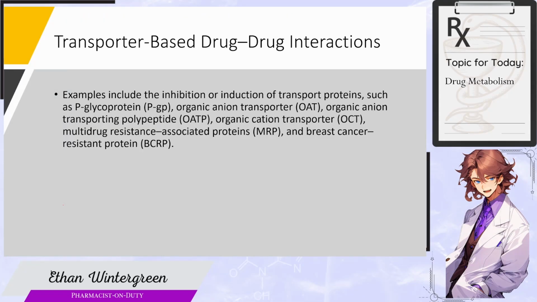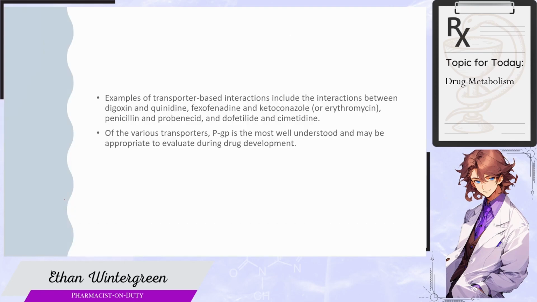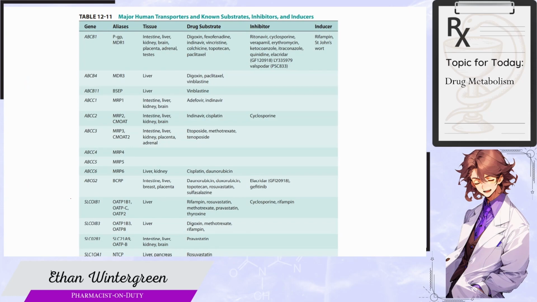And finally, we have our transporter-based drug-drug interactions. Examples include the inhibition or induction of transport proteins, such as P-glycoprotein, organic anion transporter, organic anion transporting polypeptides, organic cation transporter, and the multidrug resistance associated proteins. Here are some examples of transporter-based interactions.